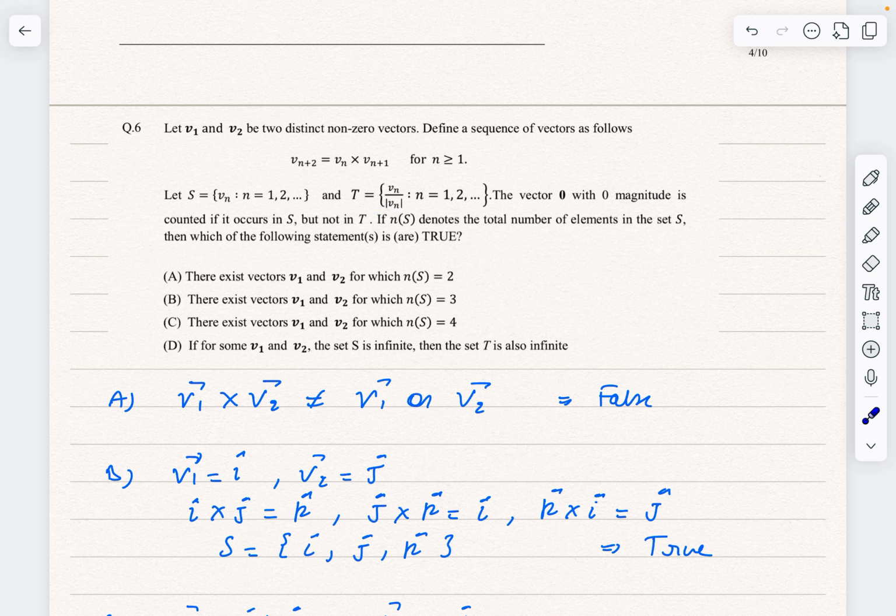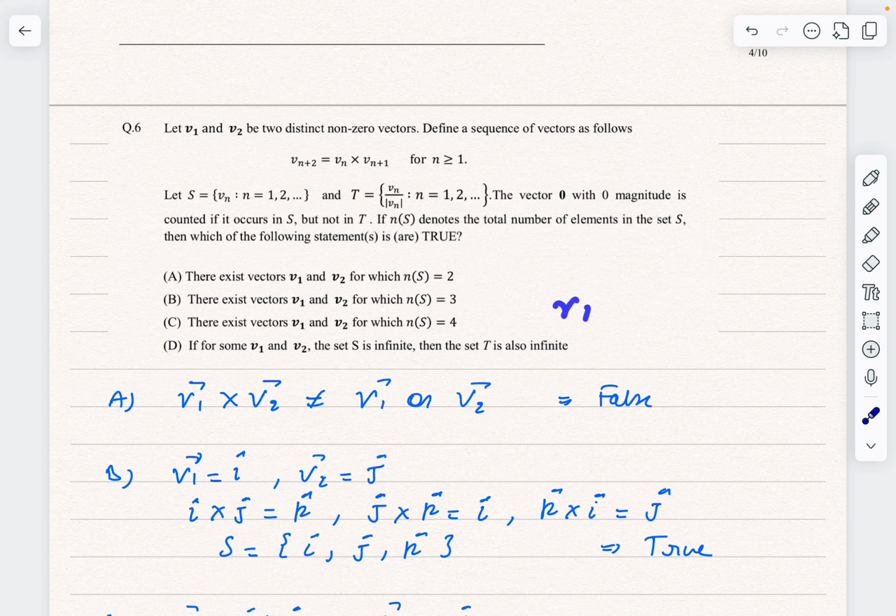Now we have to comment upon n of S. You know, n of S means the number of elements in S. We're saying there exist vectors v1 and v2 for which n of S will be 2. So v1, v2 are two distinct non-zero vectors. So already we have two elements in set S. We're saying there should be exactly two elements only. How will that be possible? That will only be possible if v1 cross v2 will give you v1 or v2, because otherwise we get a third new vector.